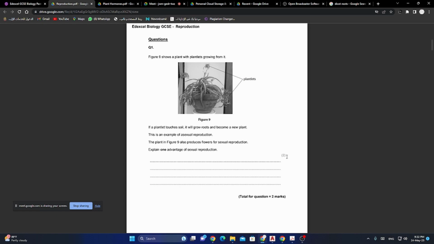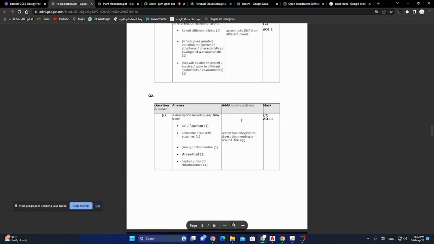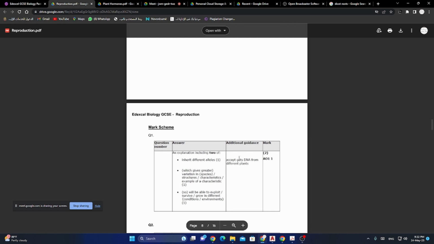So that disease is going to affect all of the plants in the same way. But if they were reproducing using sexual reproduction, the plants are going to be different from each other. They're going to be genetically different. Some of these plants are going to be more resistant to that disease. Some of them are going to be less resistant, right? So that the species can continue to live on. Different alleles give variation, so it's able to survive in different conditions.